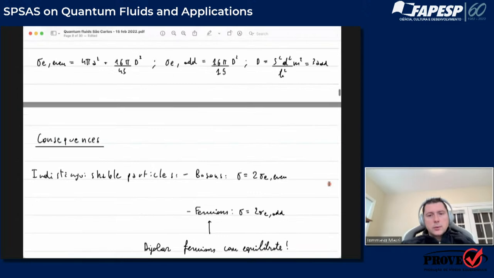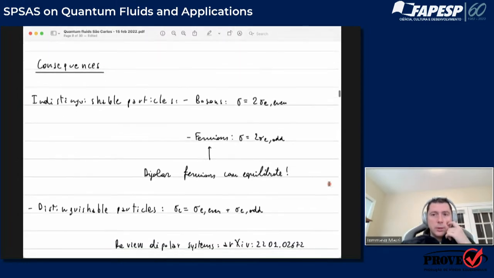So what is the consequence of this? The important thing is that for indistinguishable particles which are bosonic, we just need to sum essentially the even partial waves. For fermions, instead, we have the odd partial waves. But as we have just seen, even for polarized fermions, since all the partial waves basically have the same momentum dependence, we would expect them to have a finite contribution.